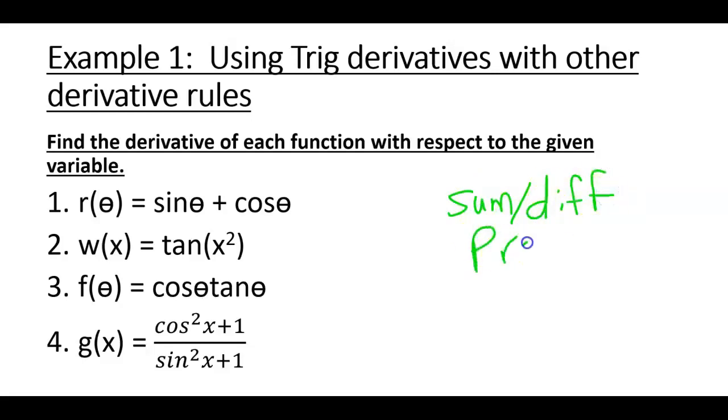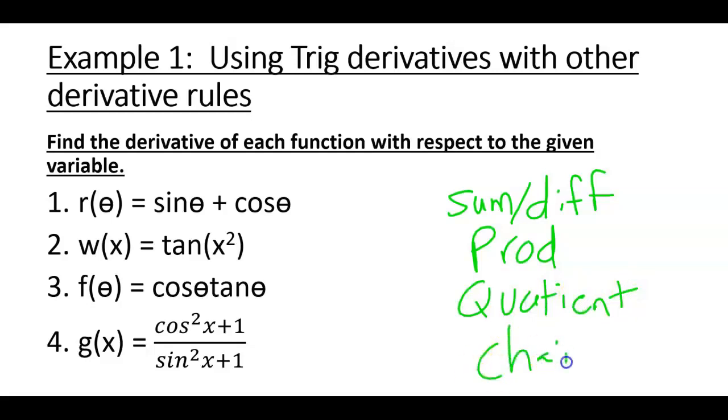We've learned the product rule. We've learned the quotient rule. We've also learned the chain rule. Now here's what I want you guys to do. I want you to draw a line from this side to the equation on this side that it goes with.